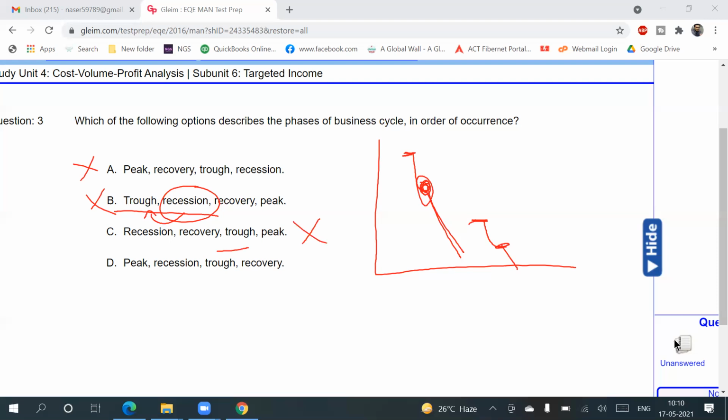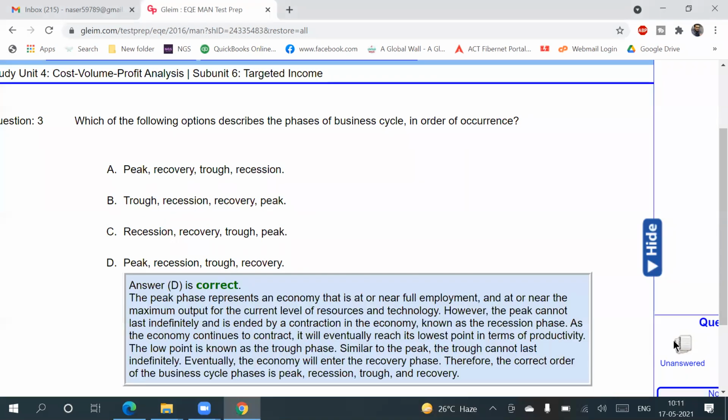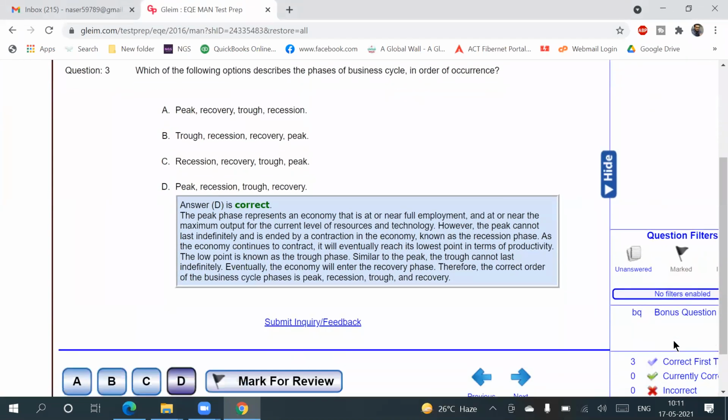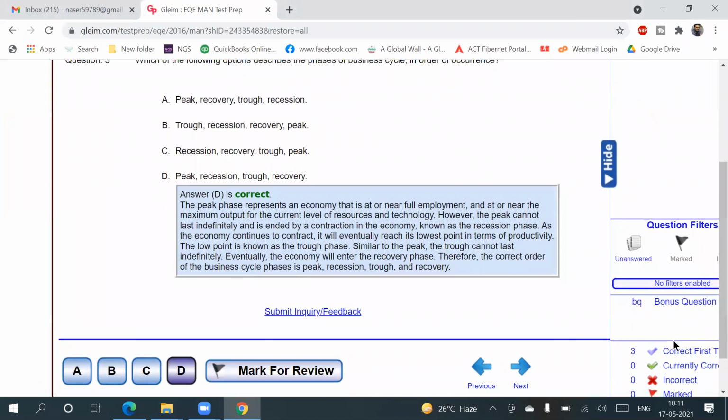Then comes the fourth option. Peak. You are at your peak. Then you go towards recession. Then you go towards trough. Then you go towards recovery. Yes, this is possible, and that's fine. This is highly possible in a business. Let us see whether this is the answer. Let me just clear all these drawings. Yep, this is the answer, and I hope that you guys have got it right.